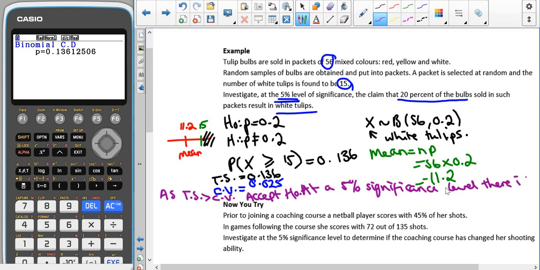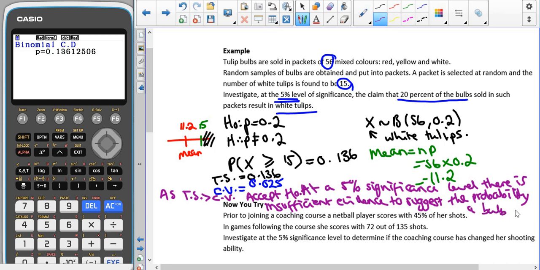There is insufficient evidence to suggest the probability a bulb is white is not 20%.